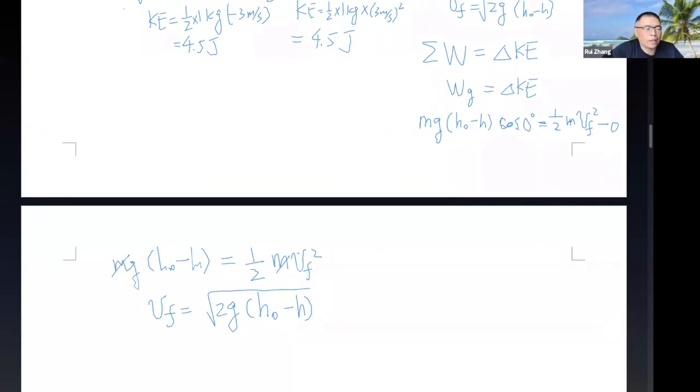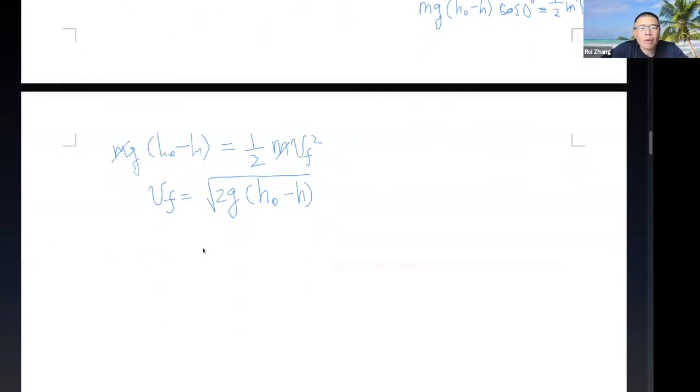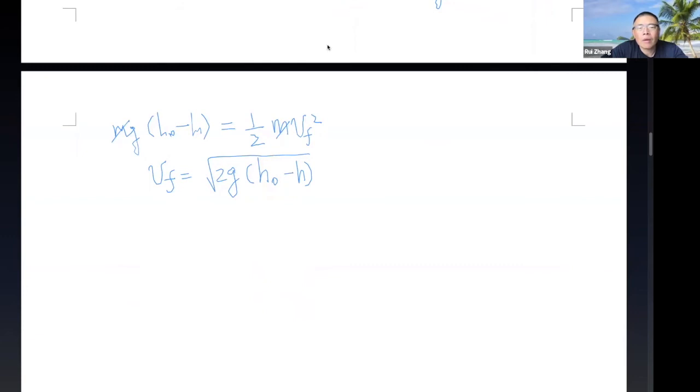Does this make sense to you guys? Any questions? Good. Well, do you guys like this way of solving problems? Or which way do you prefer, the first way or the second way? Send me a message. Okay, first, yeah. Okay, see, you're totally biased.